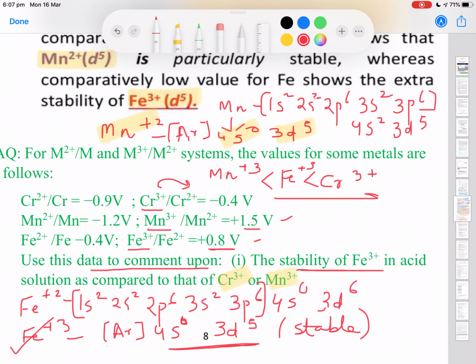So this is the decreasing order of the stability of higher oxidation states. Not decreasing, sorry, it's the increasing order of your higher oxidation state stability. So amongst all these three, chromium 3+ state is the most stable state. So I'll write here, it's the increasing order of stability.